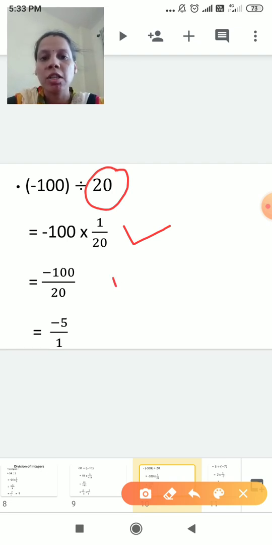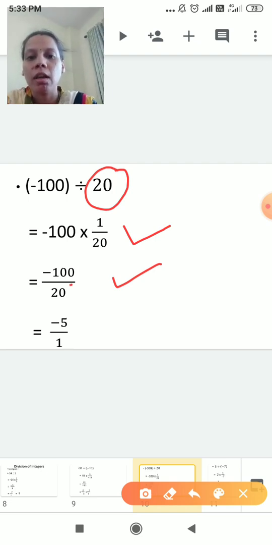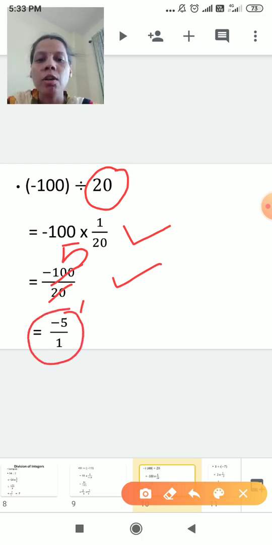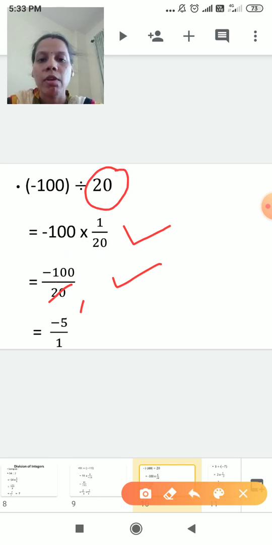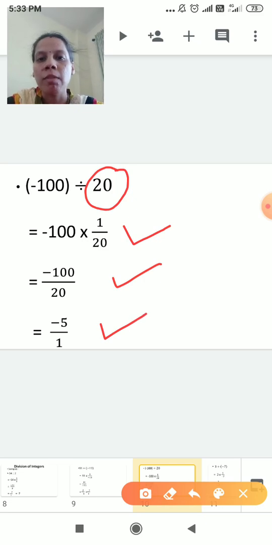So in the second step, numerator multiply by numerator, minus 100 multiply by 1. Minus 100 multiply by 1 is minus 100. Correct. And divided by 20 as it is. So minus 100 divided by 20. Now we can cancel. 20 ones are 20, 20 fives are 100. Correct. So the answer is minus 5 upon 1. So this is the answer. We divide minus 100 by 20, we will get minus 5 upon 1.